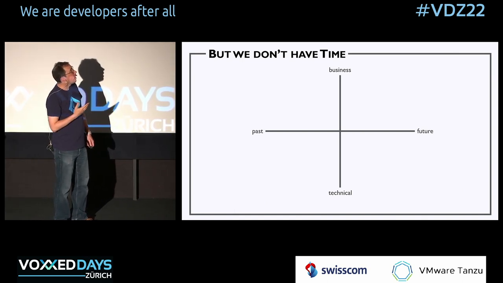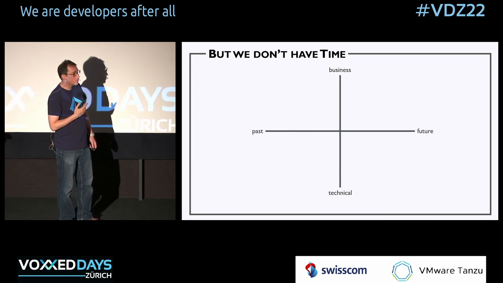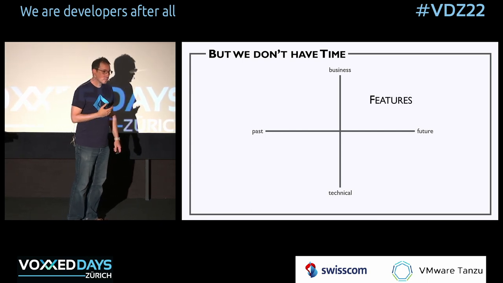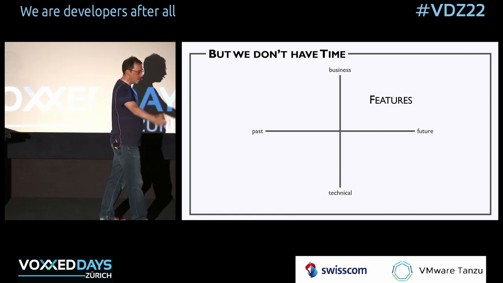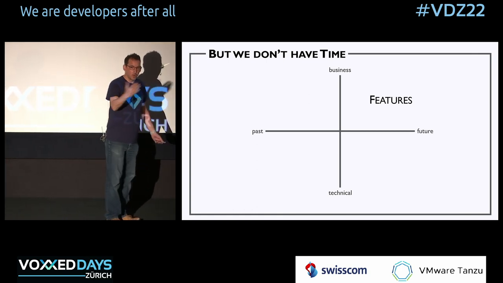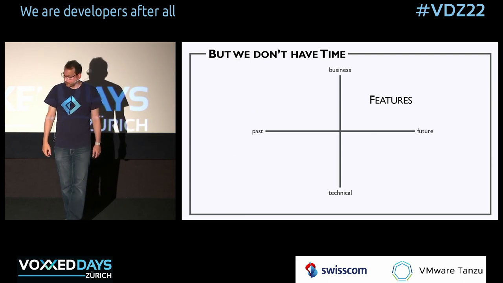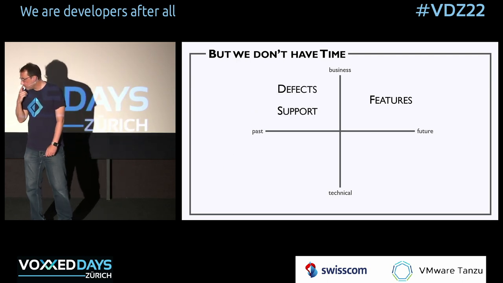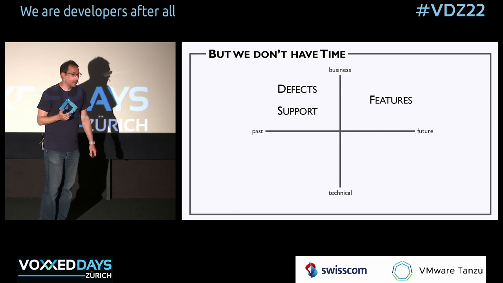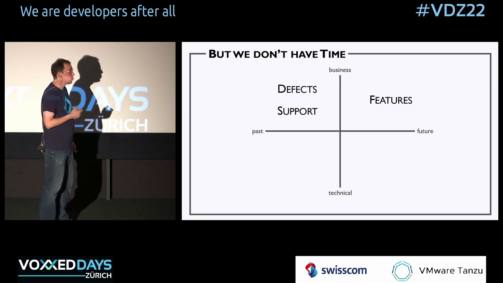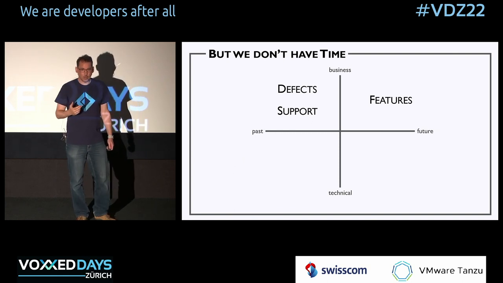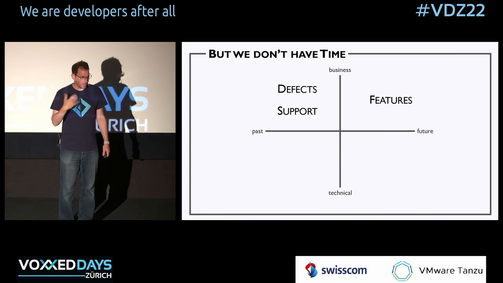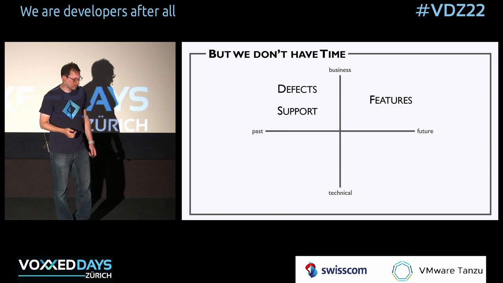So top right, business future, this is where we have features. We build a feature today so that we can deploy it tomorrow, so that the day after tomorrow, more users are using our system. Top left, we have defects. Software doesn't behave as it should, so they come back to us from the past. We have to fix them, or support. So users don't understand the system, they call support and they need help.